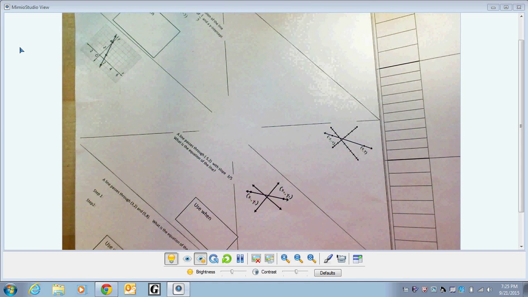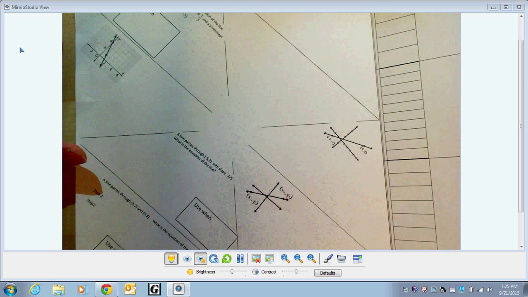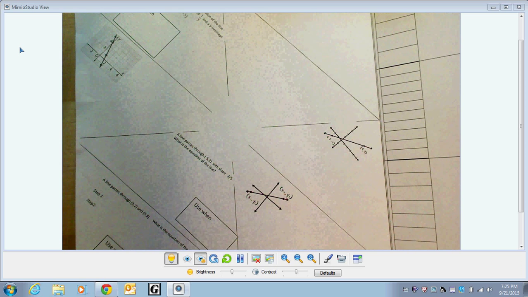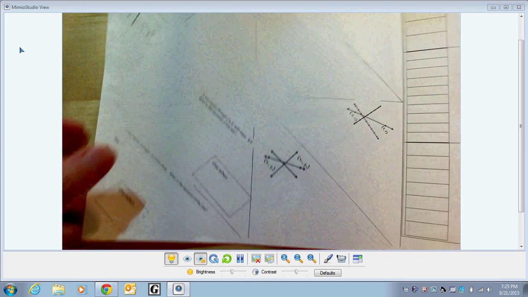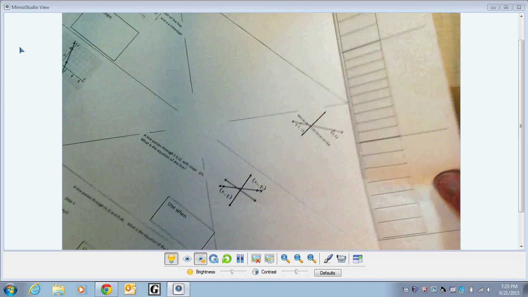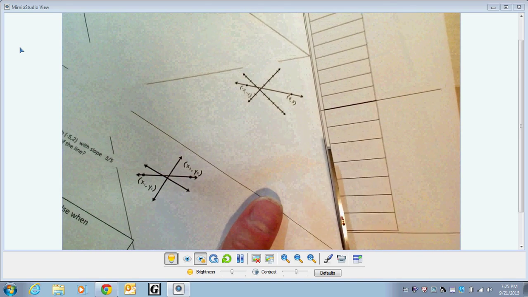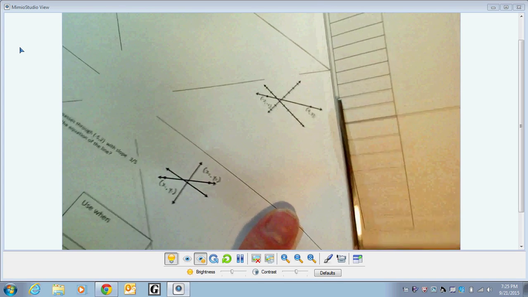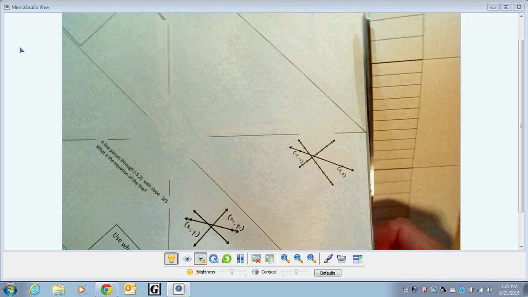I'm going to create a foldable that's going to help us organize the concepts of linear equations. This is something that I printed out that we're going to cut. It's blank on one side, but it has information on the other. The first thing we're going to do is cut along this line here so that we can make a square.